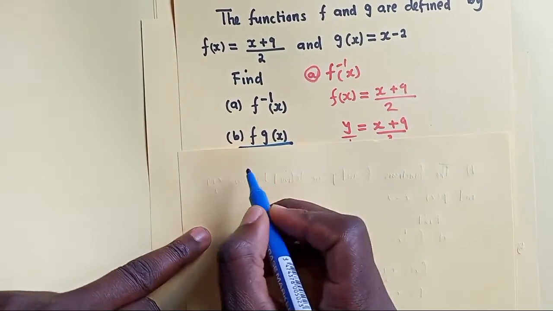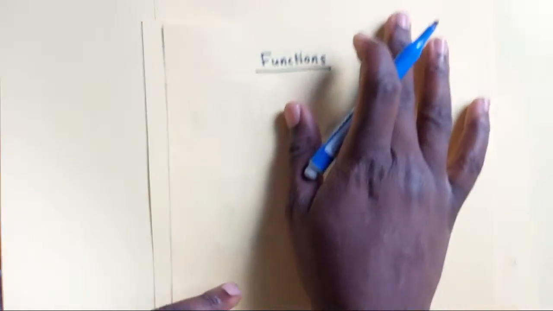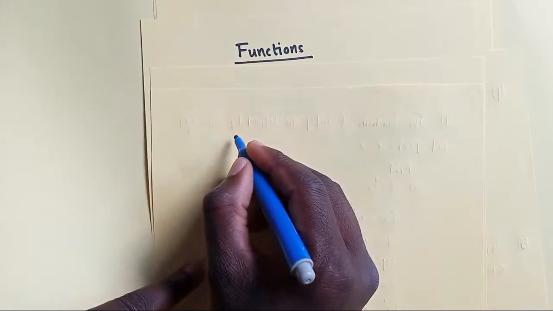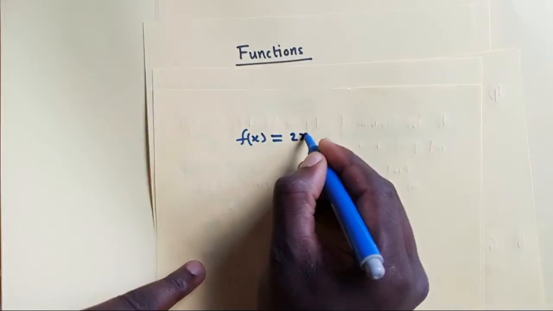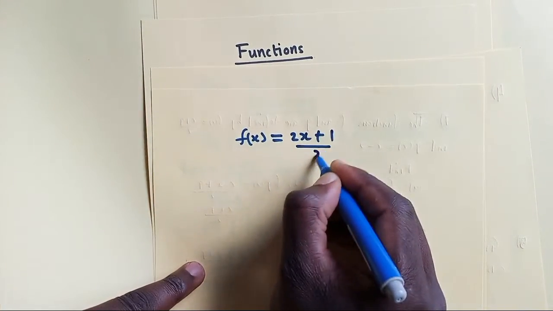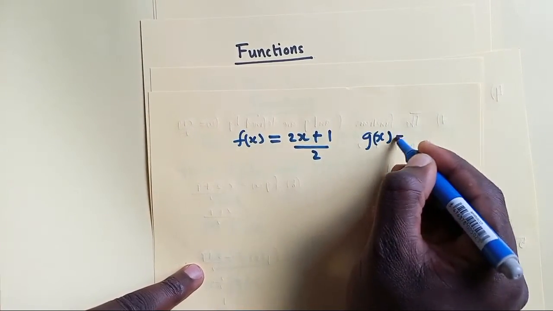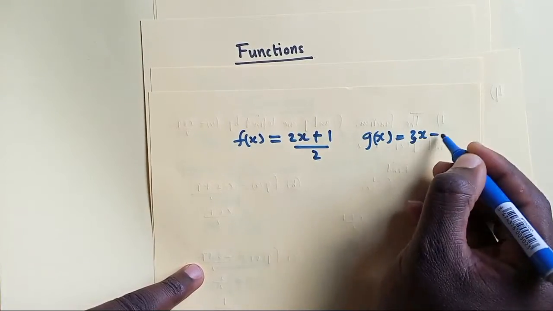I'm trying to make Joseph understand. Okay, let's try to make Joseph understand so that we move at the same pace. Joseph, if you have two functions, f of x is equal to 2x plus 1 over 2, and g of x is equal to 3x minus 1.